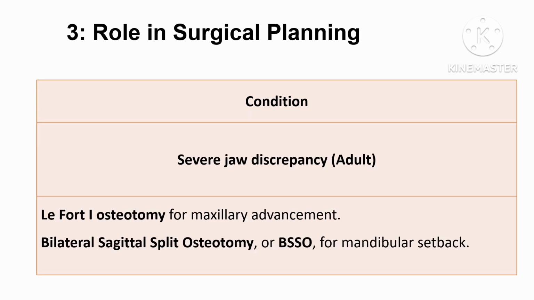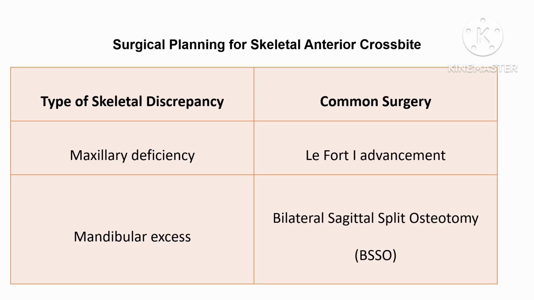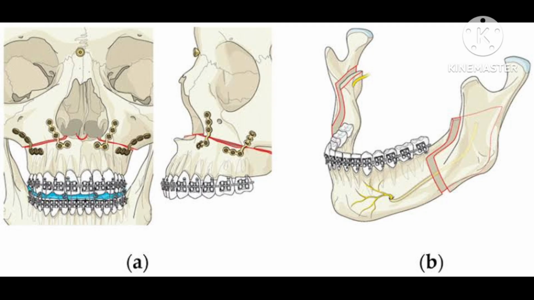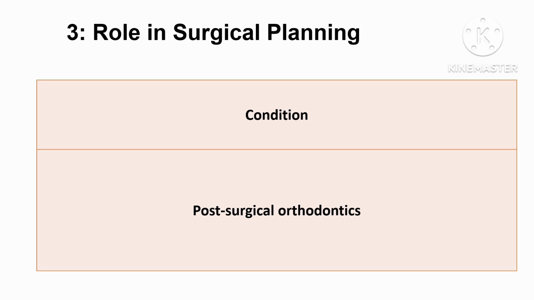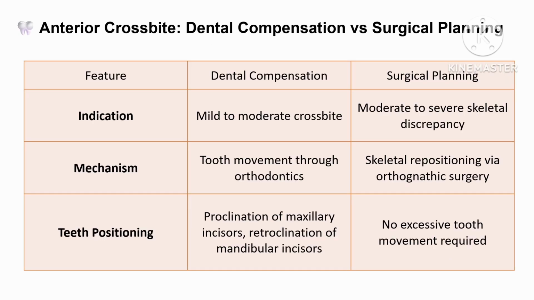In adult patients or those with a severe skeletal discrepancy, orthopedic appliances have limited effect. In such cases, orthognathic surgery becomes essential. The commonly used surgical procedures include Le Fort 1 osteotomy for maxillary advancement and bilateral sagittal split osteotomy for mandibular setback. After the surgery, orthodontic treatment continues to fine-tune the occlusion. The goal here is to align the teeth and ensure proper coordination of arches for a stable bite and good aesthetics.